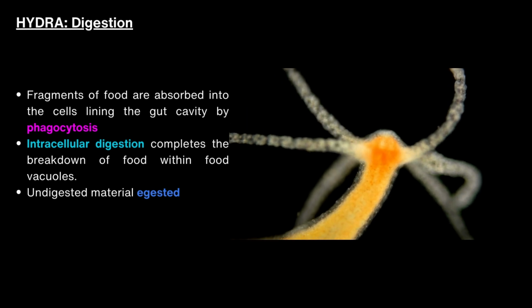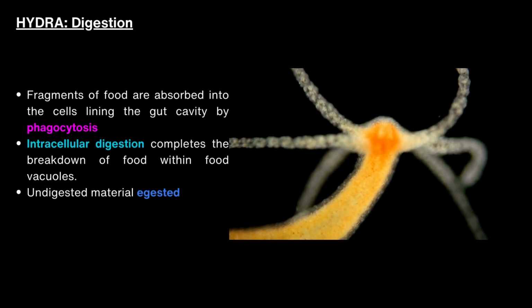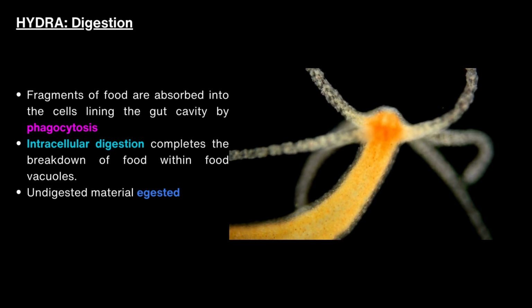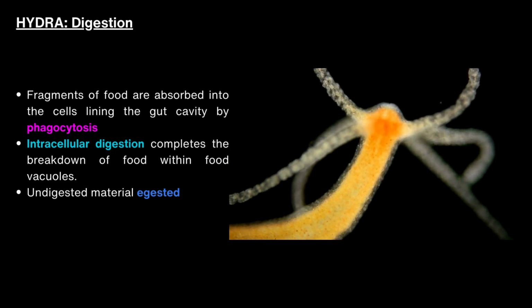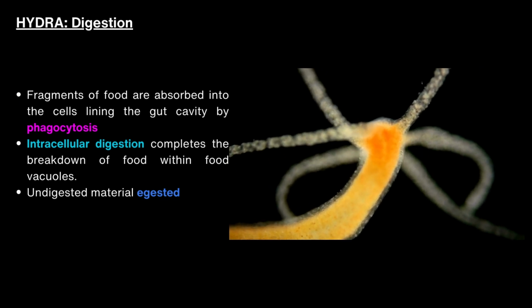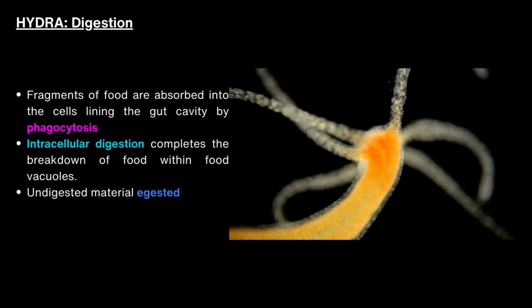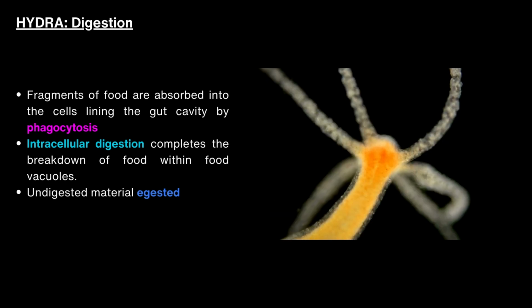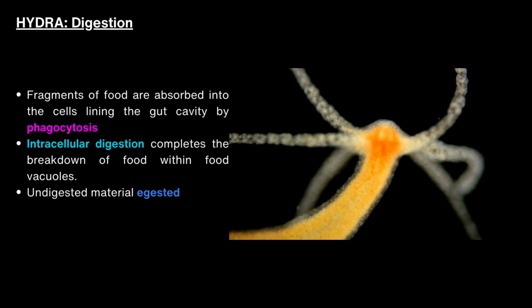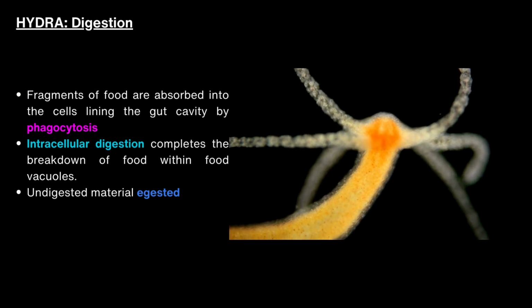So once the food has started being broken down extracellularly, fragments are then absorbed into the cells lining the gut cavity by phagocytosis. Intracellular digestion then completes the breakdown of food within the food vacuoles inside the Hydra. Undigested material is then egested.